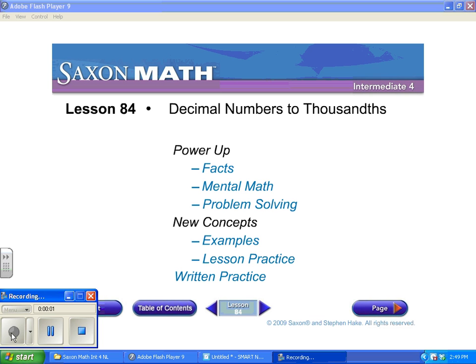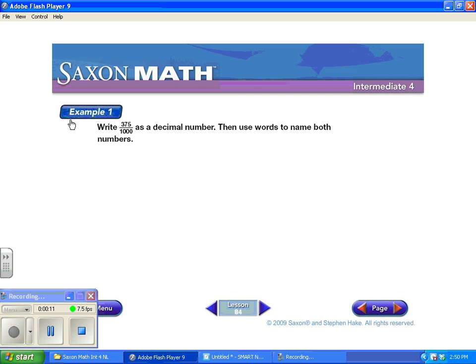Okay, Saxon 4 math class, we are ready for lesson 84, decimal numbers to thousandths. Okay, let's start with some examples. Example 1, write 375 thousandths as a decimal number. Then use words to name both numbers.